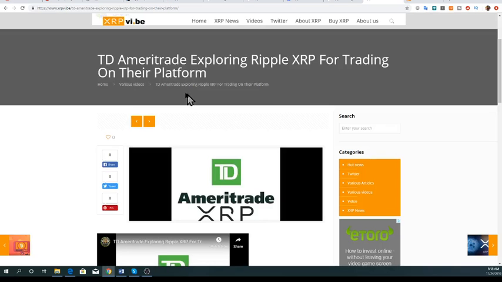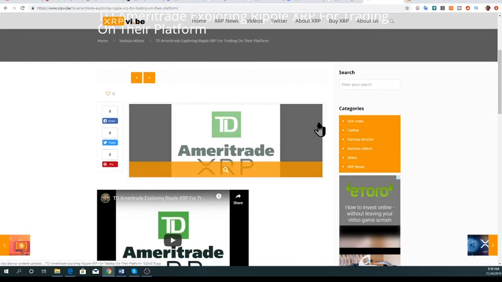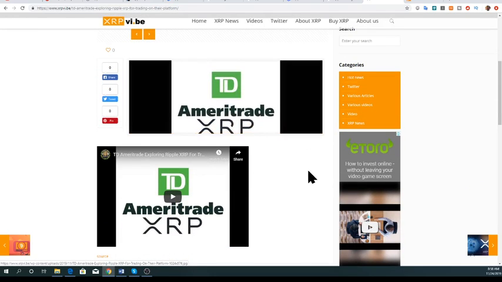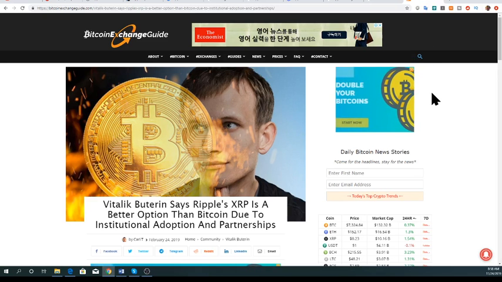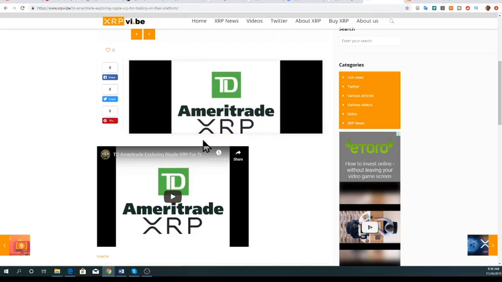So now, looking at TD Ameritrade exploring Ripple XRP for trading on their platform. Now that's also huge, right? That's also huge because TD Ameritrade is one of the established and famous institutions for rich guys. They will look at it in a positive way. If they can get their money into that, that will be a direction. They will put, let's just say, 0.1% or 1% of their wealth. That will be a huge volume.